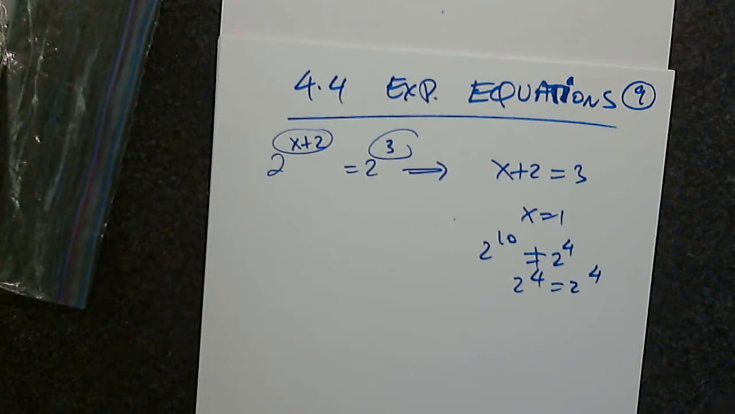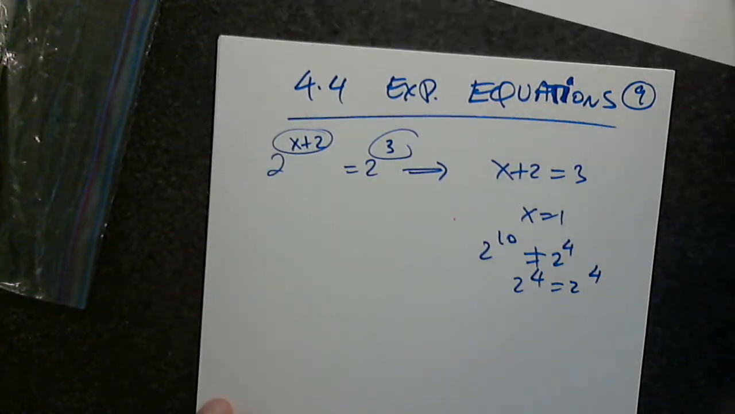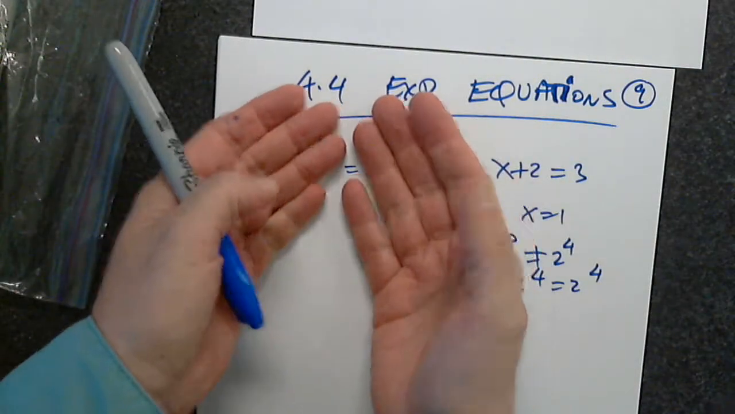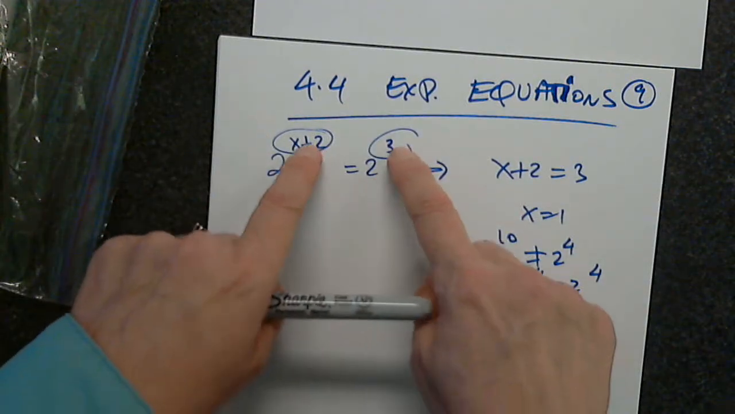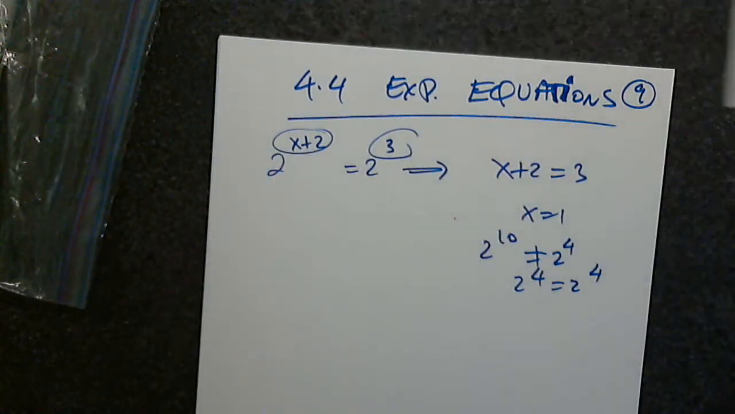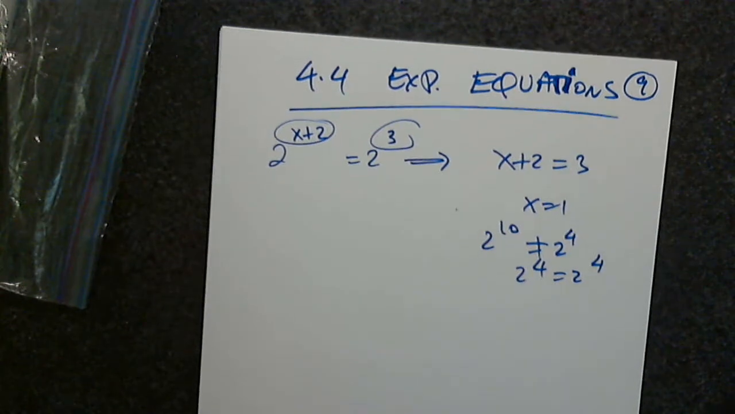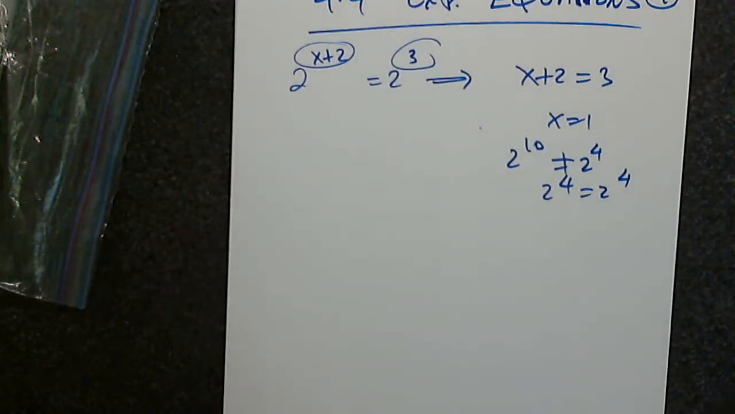Yes, of course. I completely agree. As long as, that's what I said, two numbers are equal and they have the same base. Therefore, their exponents have to be the same. And this is the simplest possible exponential equation. Okay, here's the next level.